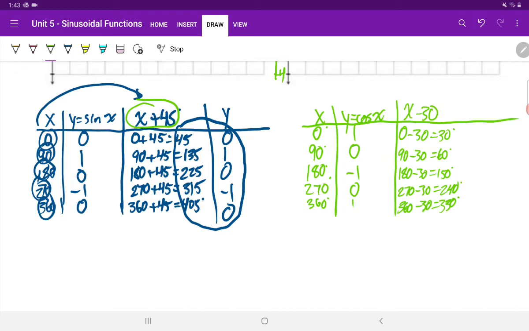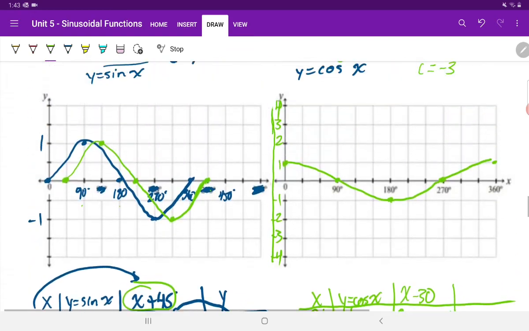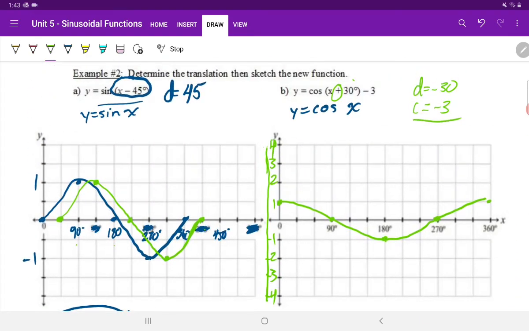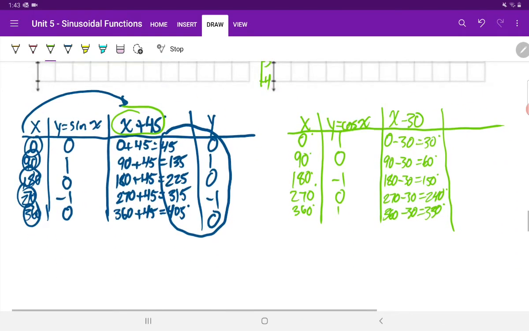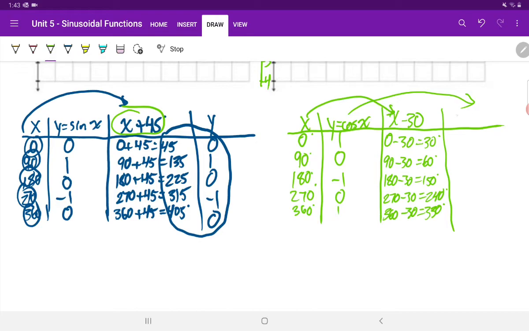Okay, so I have my new x coordinates for my new curve. I'm moving everything to the left 30 units. I'm subtracting 30 from all my x's. But now, I'm also moving the graph down 3 units, right? C is -3. So I'm going to take all my original y's, because y deals with the vertical, and I'm going to subtract 3 from them.